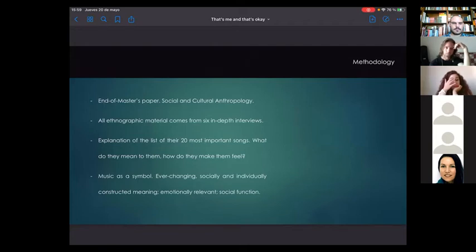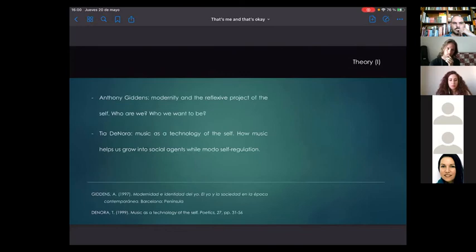This was my very first time studying music, not as a music student, but as a social and cultural anthropology student. So I needed a theory that allowed me to think of music as a cultural resource whose meaning was both collective and individual, always changing. I needed to address how emotions played an important role in its effect on people. And I needed to consider music as a social action and as a resource to build bonds between people. So in this work, I studied music as a symbol. And I based my work on a couple of theories.